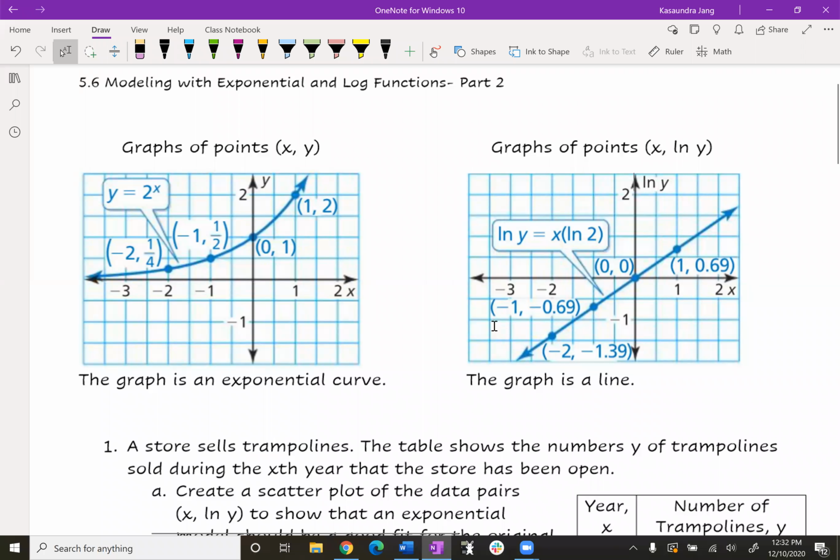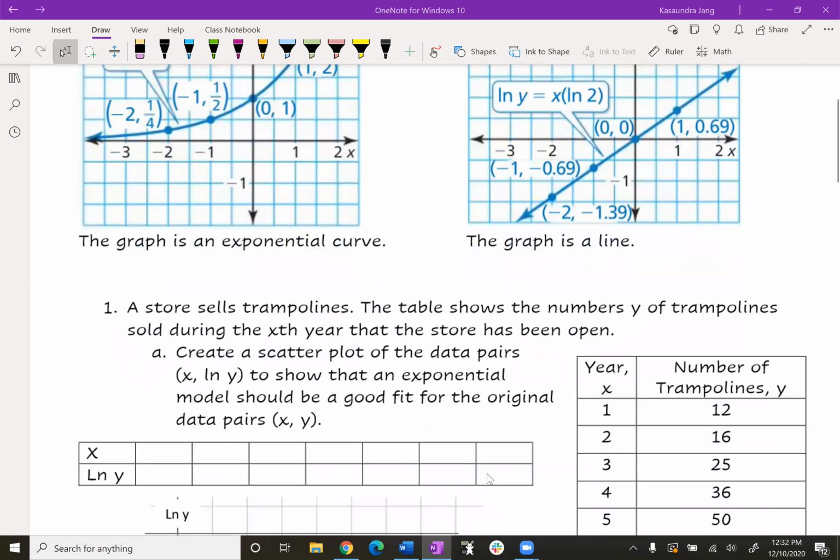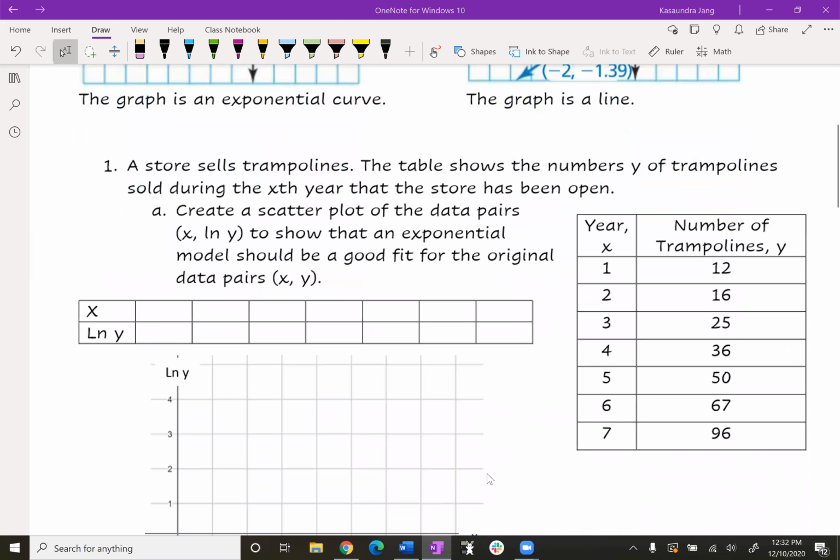So let's see if we can apply this idea of these graphs to their word problem. Here's their word problem. A store sells trampolines. The table shows the number of Y trampolines sold during the Xth year that the store has been open. So these are X, Y points. But they want us to create a scatter plot of the data pairs like this. They want an X and natural log of Y to show that an exponential model should be a good fit for the original data pairs, X, Y.